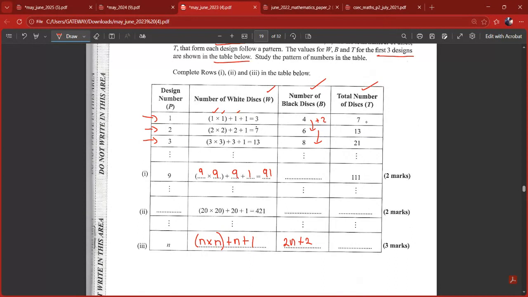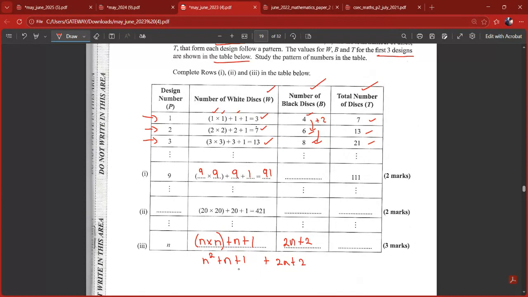Then the total number of disks is basically the number of white disks plus the number of black disks. So it's 3 plus 4, which is 7. 7 plus 6, which is 13. 13 plus 8, which is 21. So what we're going to get here now is N by N, which is N squared, plus N plus 1. And you have to add this to the 2N plus 2.